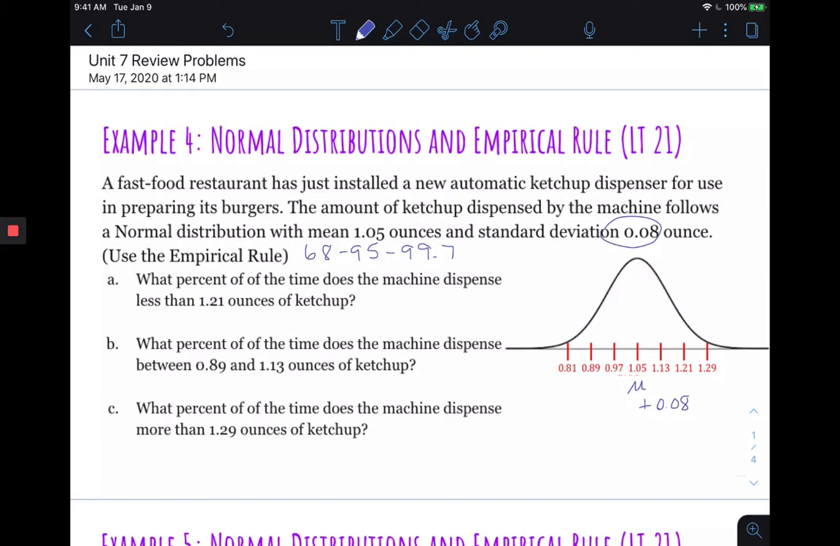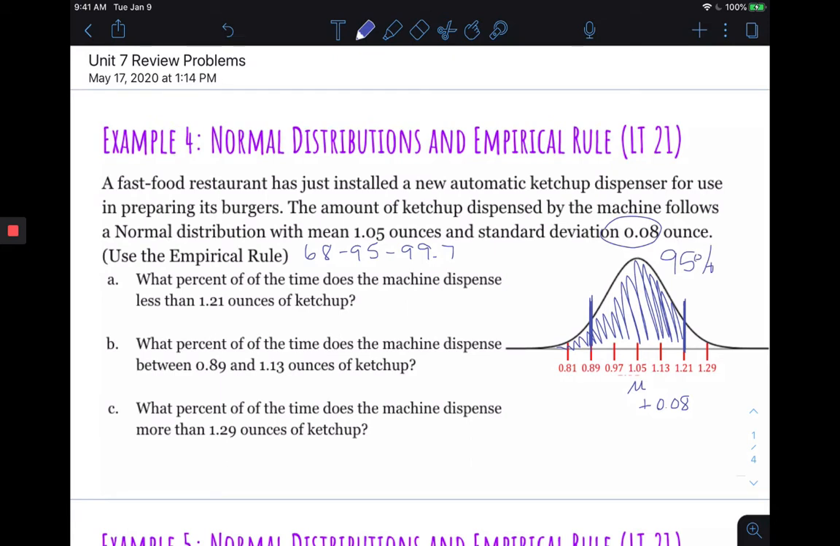And then what percent of the time does the machine dispense less than 1.21 ounces? So here's 1.21. I'm just going to mark that off. And we're trying to find everything. It says less than, so this whole area, less than. If I look at where 1.21 is, it's 2 standard deviations above the mean. If I go 2 standard deviations below the mean and 2 standard deviations above the mean, that's 95%.